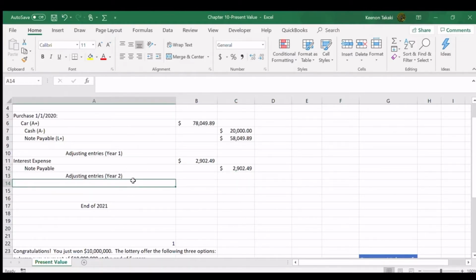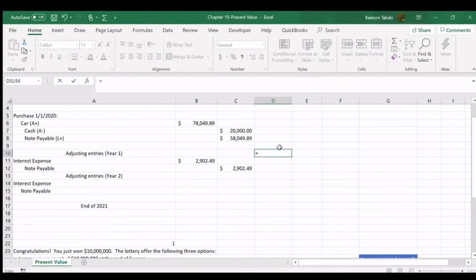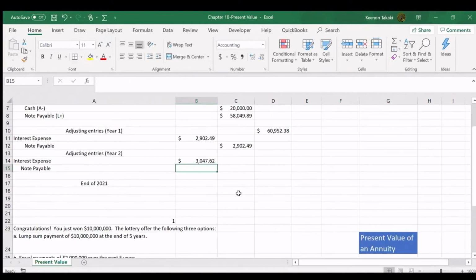And then now we're at the end of year 2. So we're going to do the same thing. Interest expense, debit, note payable, credit. And in this case, so at the end of year 1, for the adjusting entry, we're going to have a total of about 61,000. And that amount, we're going to multiply that by 5% to find the interest expense for that year. So it's going to be 60,000 times 0.05. That's going to give us $3,047. And then we're going to just credit that same amount right there. And yeah, that's how we record the adjusting entries for the 2 years.